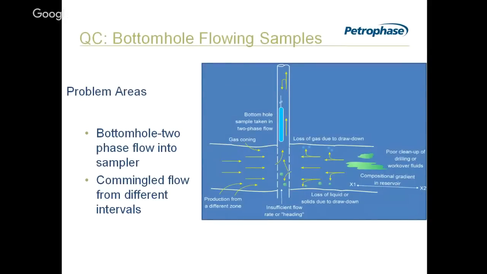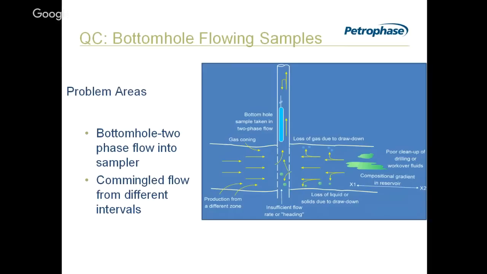And there's all sorts of problems that can befall taking this. We may have a compositional gradient in the reservoir. We may have gas breakout and relative permeability effects. We may have gas coning. We may have perforated across more than one zone, so we are getting commingled flow.